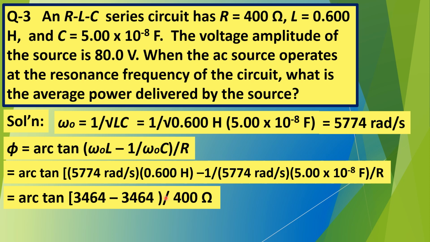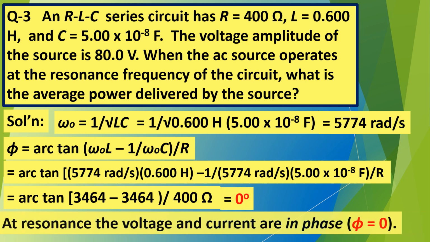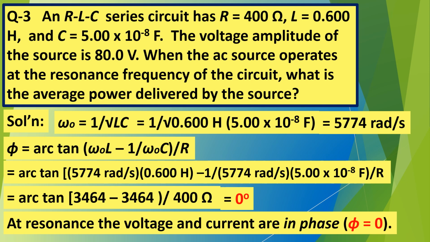That means when we get the arctangent of 0, that's automatically equal to 0. In other words, this phase angle phi indeed is equal to 0. So we emphasize that at resonance, the voltage and the current are in phase, meaning the phase angle between them, angle phi, is really equal to 0.